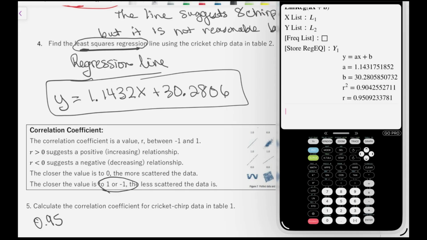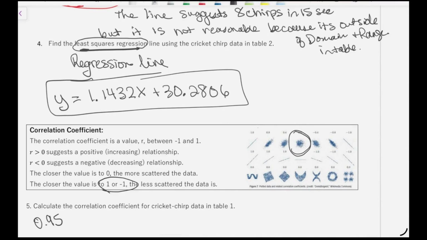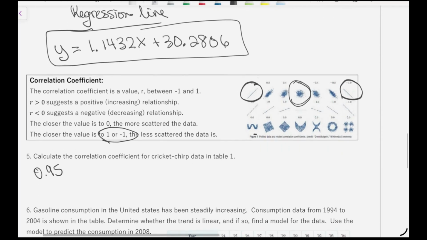So if your R value is close to 0, you're going to have a very, very scattered data set. The closer it is to 1 or -1, the more linear your data set will be. The bottom ones are really hard, so we're not going to focus on those. We won't have that. So for our equation that we just did, we got a 0.95, which means it fit pretty well. All right, and that's it for that.